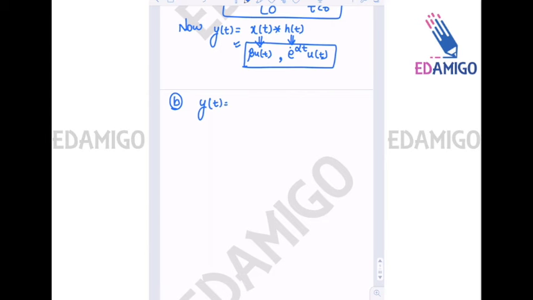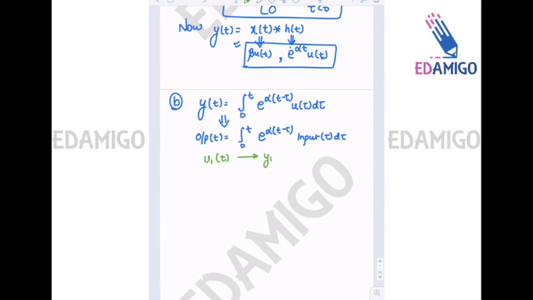Here y(t) is equal to the integral from 0 to t of e to the power alpha (t minus tau) u(tau) d tau. In statement form, we can say that output is the integral from 0 to t of e to the power alpha (t minus tau) times input(tau) d tau. So we can say that u1(t) is the input, then the output y1(t) will be equal to the integral from 0 to t of e to the power alpha (t minus tau) u1(tau) d tau.